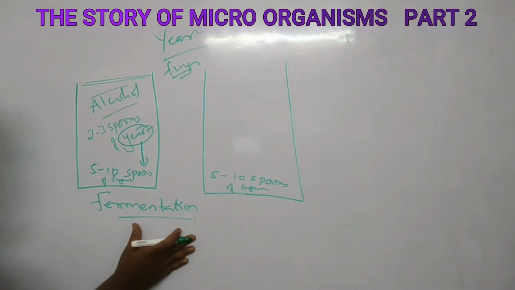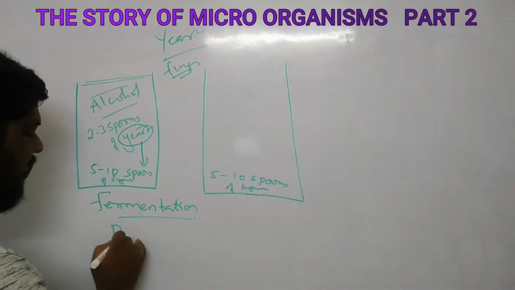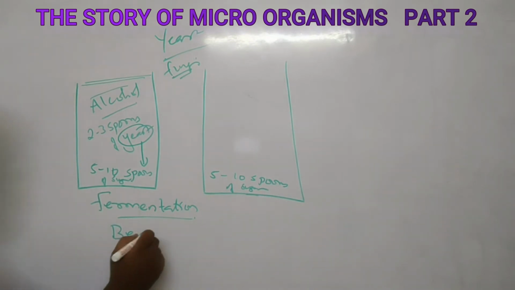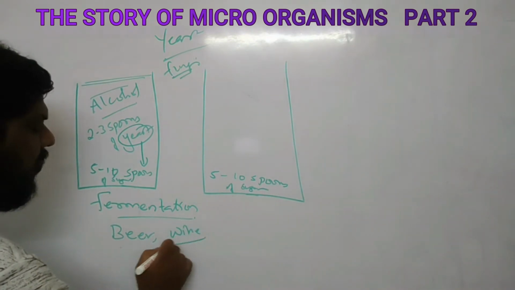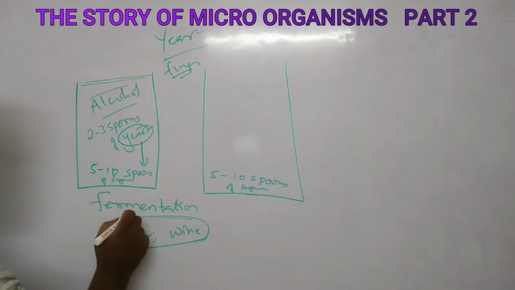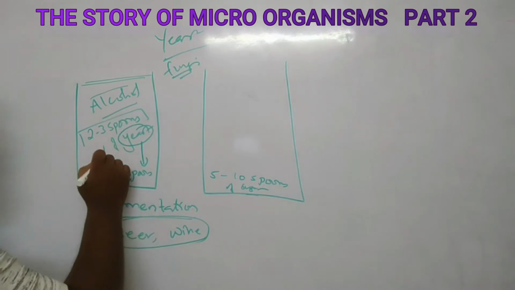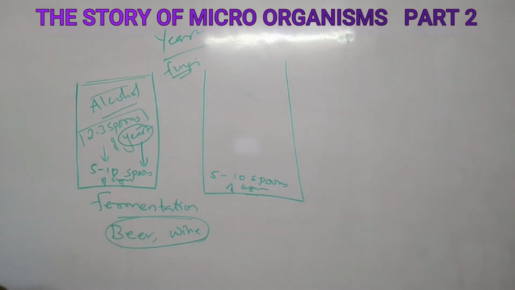This is the same process which is used in the making of beer, and also wine. All these drinks are made out of this kind of process where yeast is added into the sugars, and alcohol is produced.